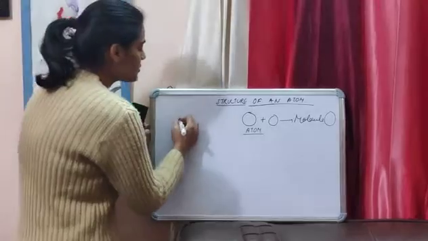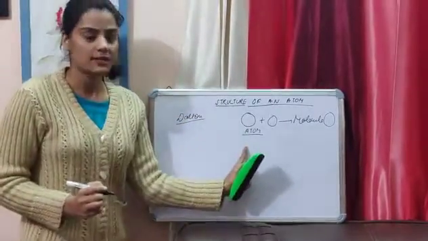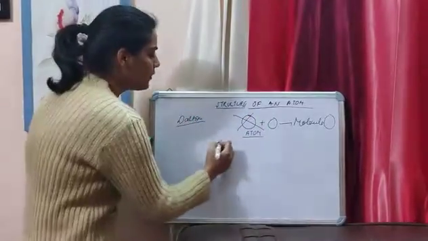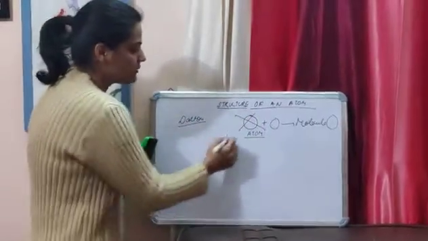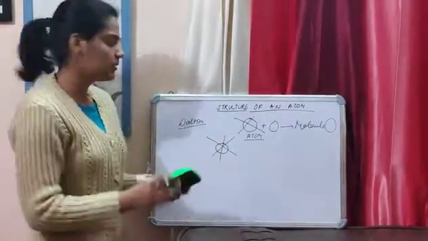Dalton was a scientist. He put forward a theory that this atom is indivisible. It means this cannot be divided further. It means I cannot break an atom like this or like this or like this, and it has no further units.